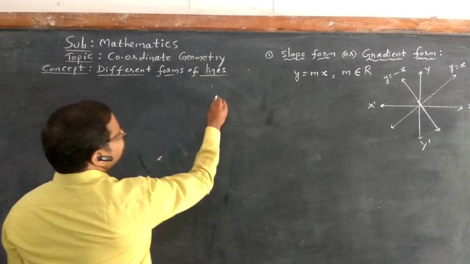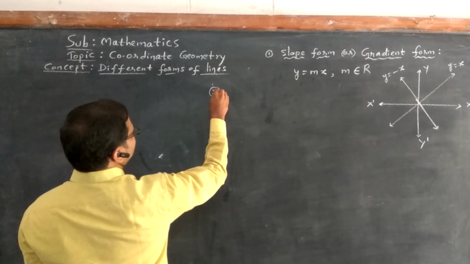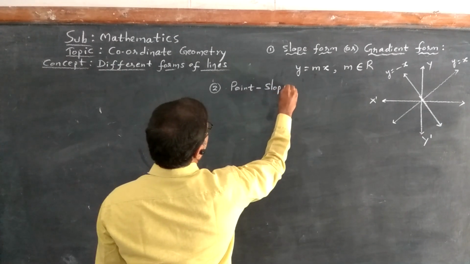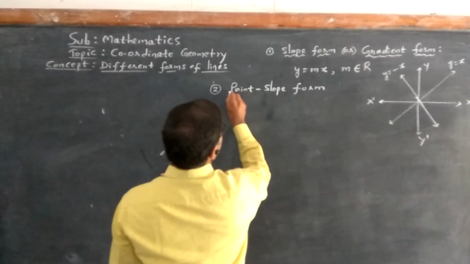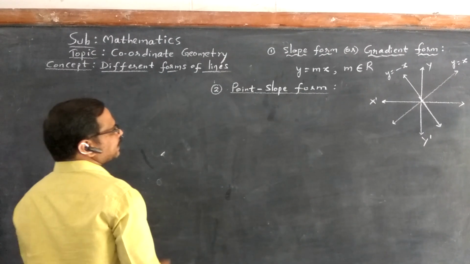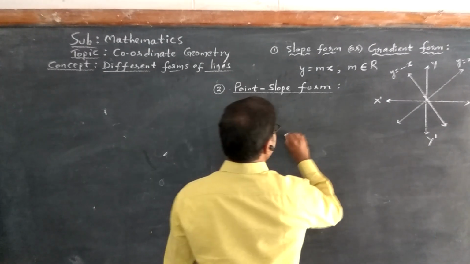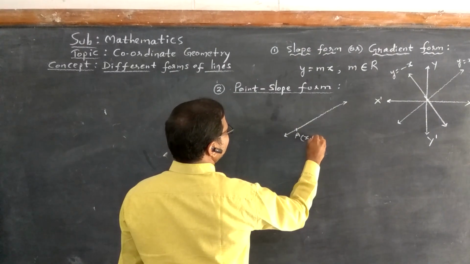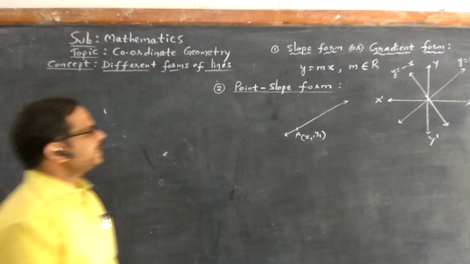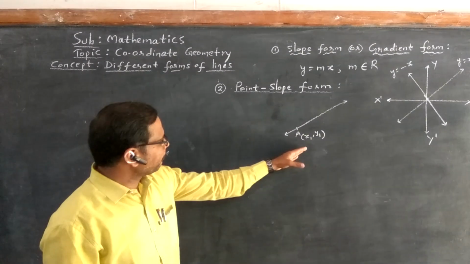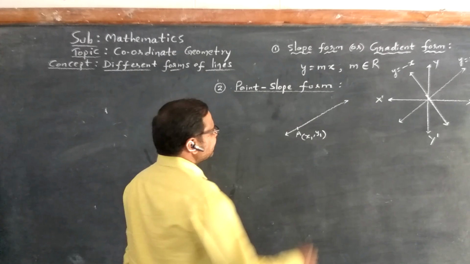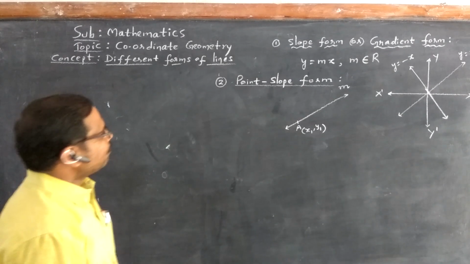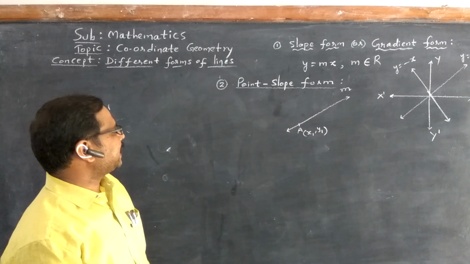Okay? Second form is point slope form. That means the equation of line passing through one point. Let me take (x1, y1). The equation of line passing through (x1, y1) and having slope m. M is the given slope. How do we find this type of straight line?